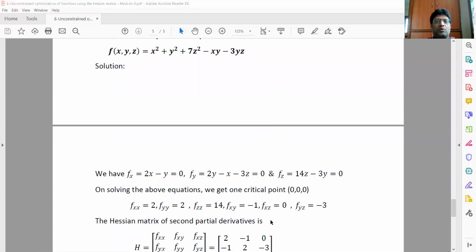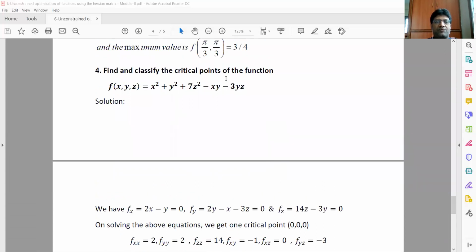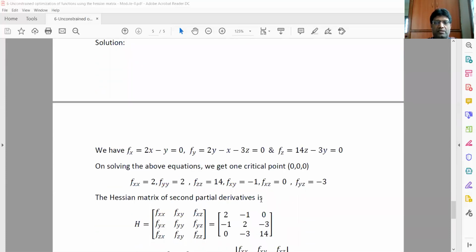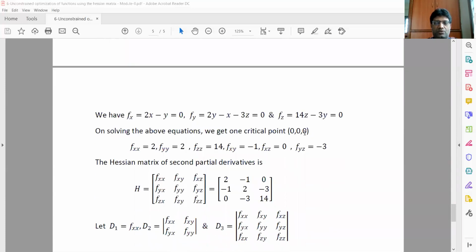Okay, so one more problem. Find and classify the critical points of the function. It's a function involving 3 variables. So first calculate ∂f/∂x: ∂f/∂x is 2x minus y equated to 0. ∂f/∂y is 2y minus x minus 3z equals 0. ∂f/∂z is 14z minus 3y equals 0. If you solve these three, you will get only one critical point, (0, 0, 0).